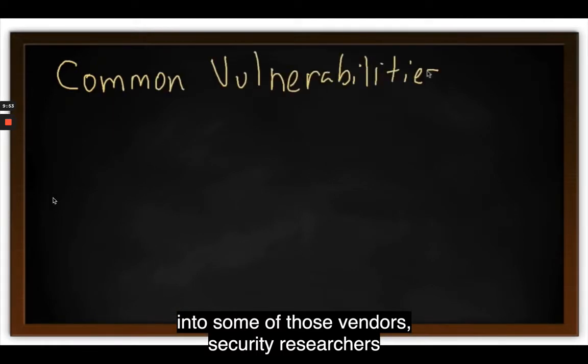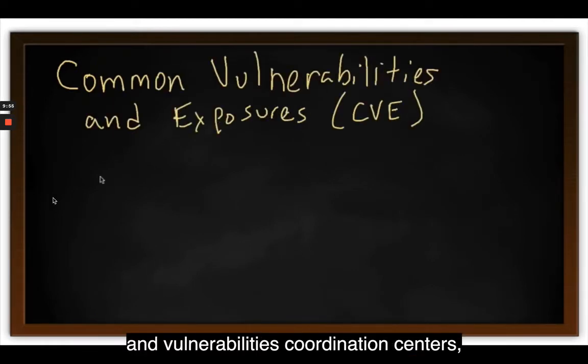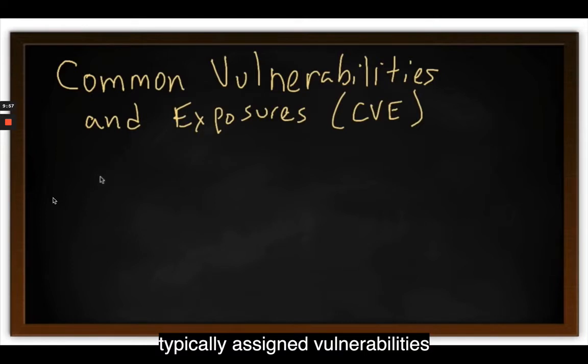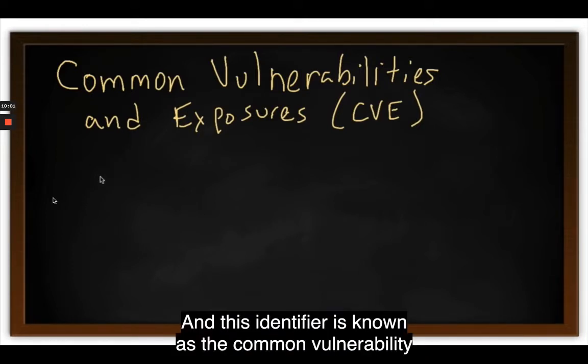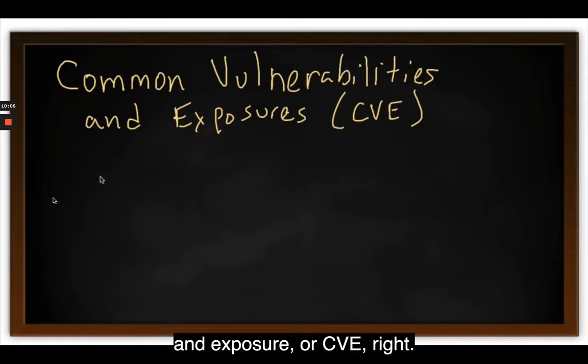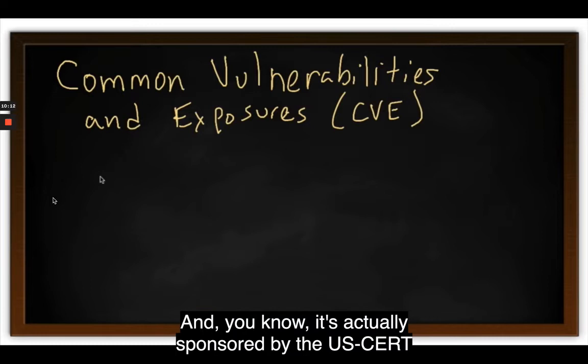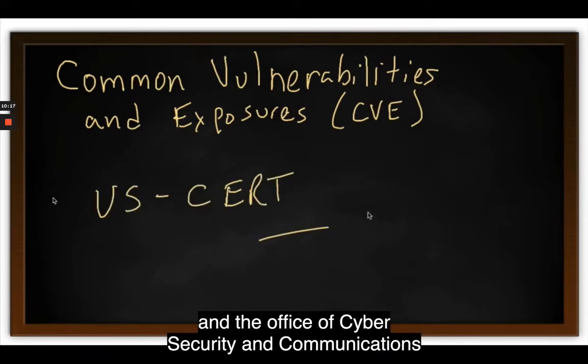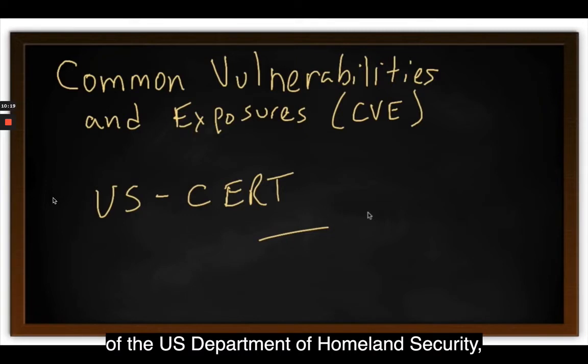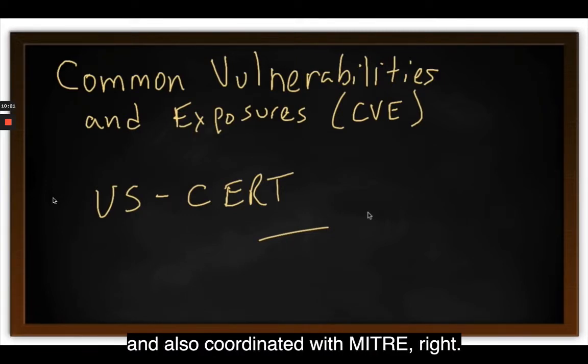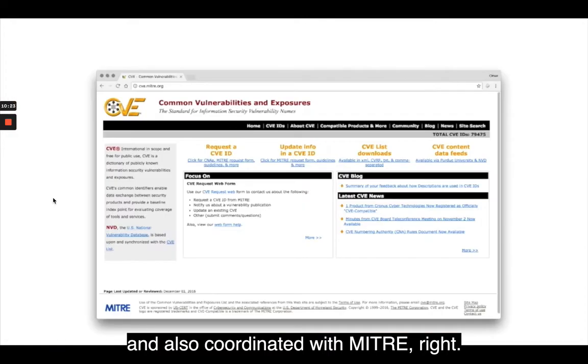Vendors, security researchers, and vulnerability coordination centers typically assign vulnerabilities that are disclosed to the public with an identifier. And this identifier is known as the Common Vulnerability and Exposure, or CVE, right? And CVE is the industry-wide standard, and it's actually sponsored by the US CERT and the Office of Cybersecurity and Communications of the US Department of Homeland Security, and also coordinated with MITRE, right?